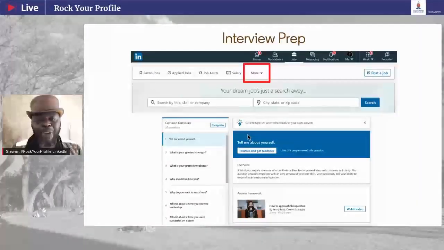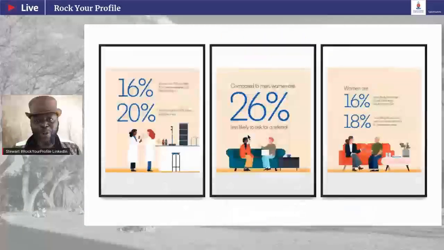So please, as you prepare for interviews, just know that LinkedIn has provided this. Whether you have a LinkedIn premium account or not, you'll be able to prepare for your interviews by looking at some of the more common questions that have been asked.